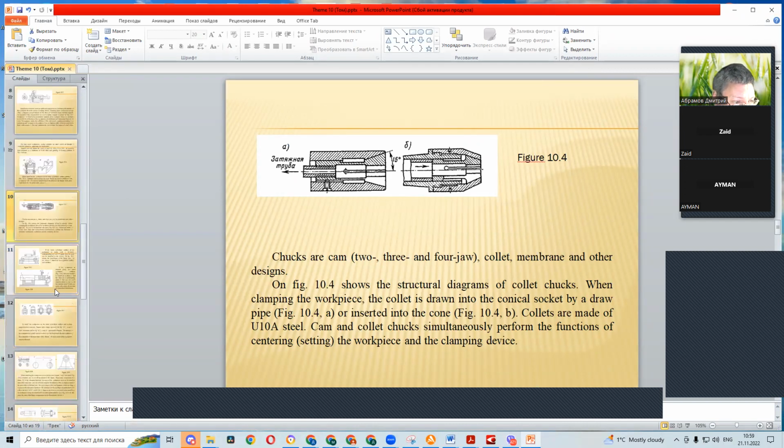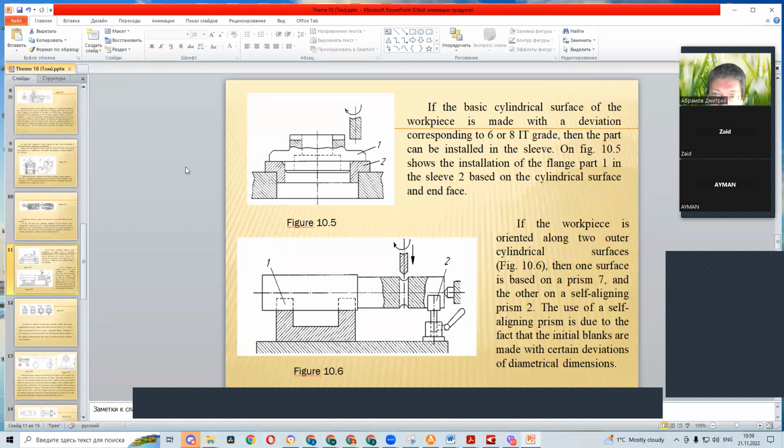It was information about chucks. If the basic cylindrical surface of the workpiece is made with a deviation corresponding to 6 or 8 IT grade, then the part can be installed in the sleeve.